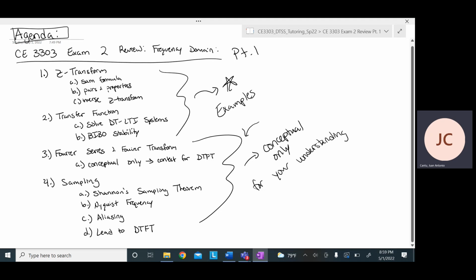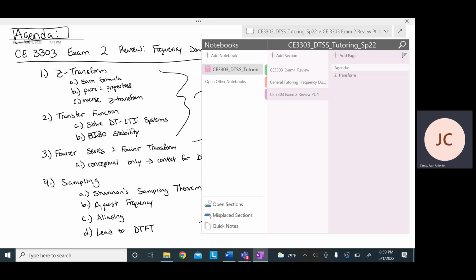Like I said, 3 and 4 are going to be conceptual only. It's for your understanding, where we'll cover Fourier series, Fourier transform, how that leads into DTFT, and then sampling will cover Shannon's sampling theorem, the Nyquist frequency, what aliasing is, and how sampling leads directly into DTFT as well. Okay, so let's go ahead and get started with Z transform.